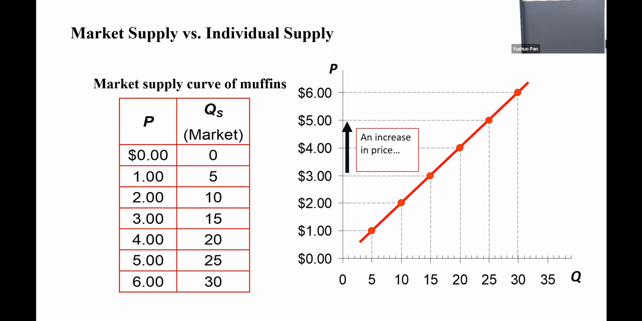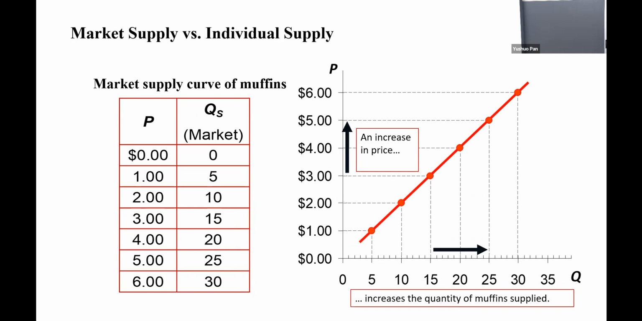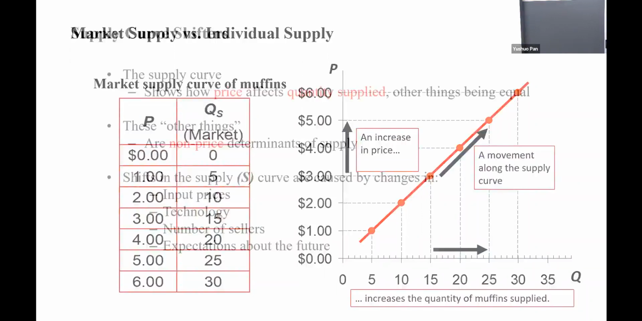As the price increases, the quantity of muffins supplied increases. For the demand curve, as the price goes up, the quantity demanded will decrease. They are different. So all the points are just a movement along the supply curve.